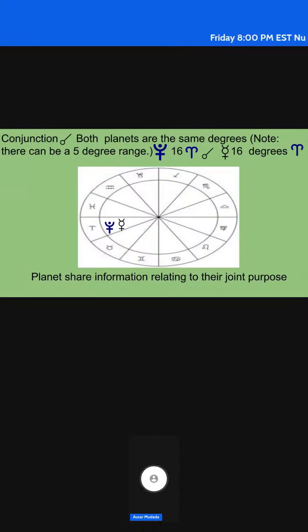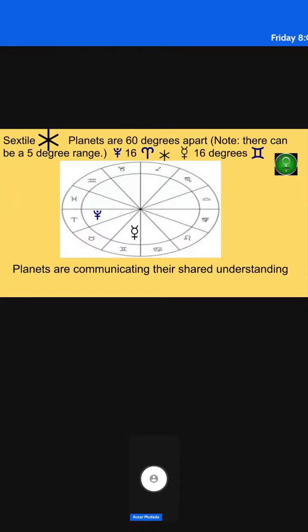Here's a visual of a conjunction. Planets share information relating to their joint purpose. A visual of a sextile. Planets are communicating their shared understanding. Visual of a square. Planets must remember their shared understanding because each planet is becoming single-minded. Listening and understanding each other is needed to harmonize energy.